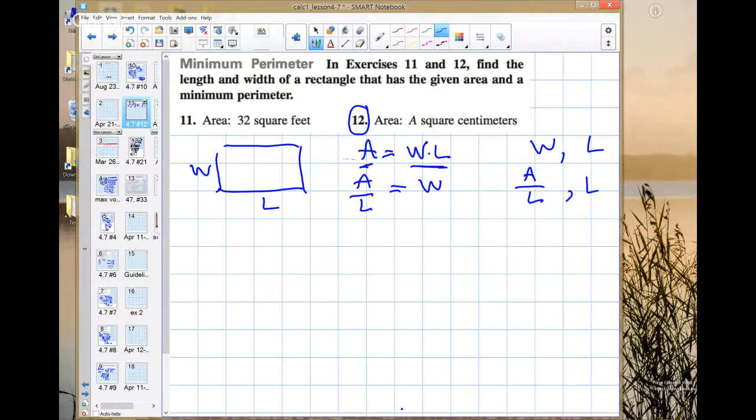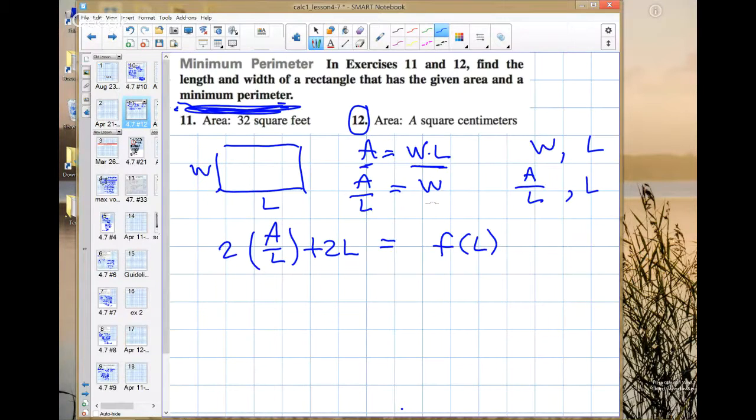Now it's time to calculate the perimeter, because we're heading for this minimum perimeter. To find the perimeter of a rectangle, we take 2 times the width plus 2 times the length. Boy, having a little trouble with my pen. And that we'll just call F of L, again because L is really our only variable. Remember, A is a constant, we just don't know what it is. I should have probably written that a little differently. Instead of writing 2A over L, I could have written it this way.